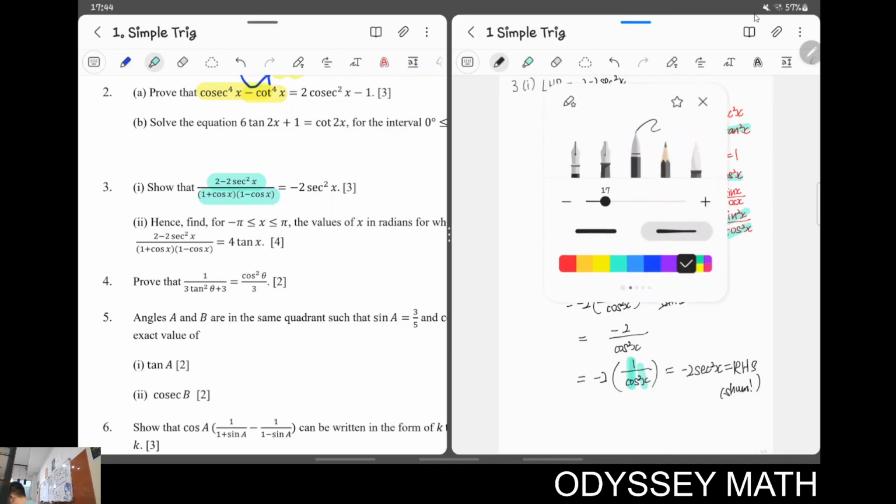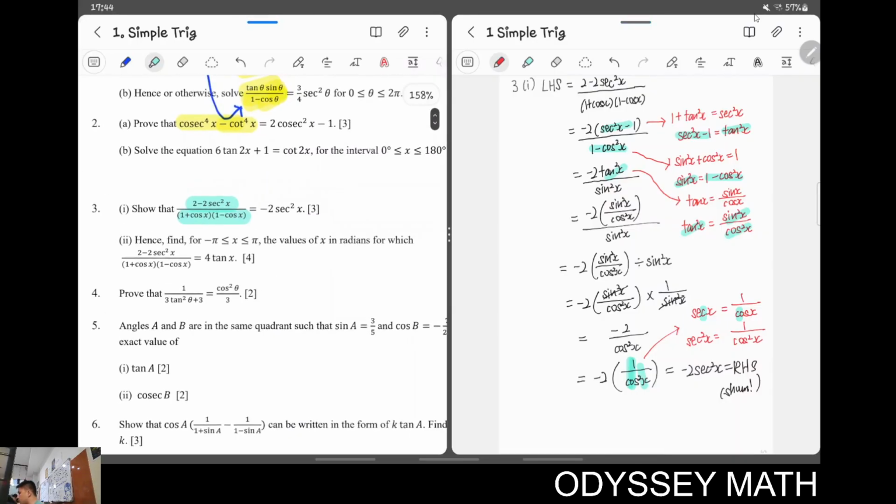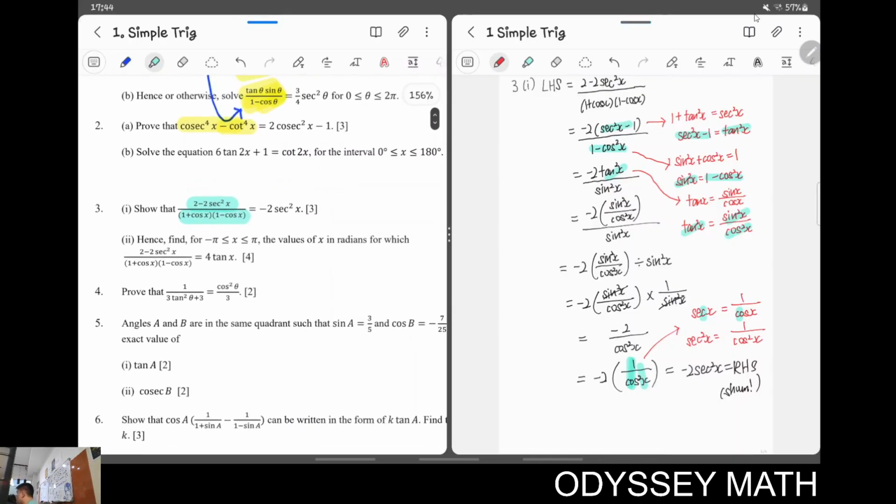One of the things that you must know is secant x, the third alphabet is C, so it's 1 over cosine x. So secant square x is 1 over cosine square x. Basically, you square both sides. I hope that I'm detailed enough for y'all. Any questions so far?